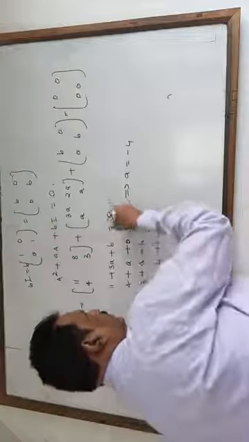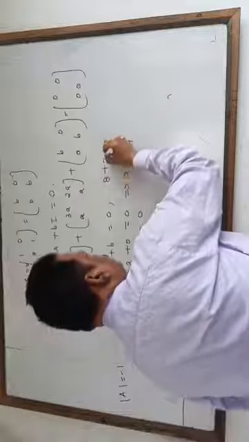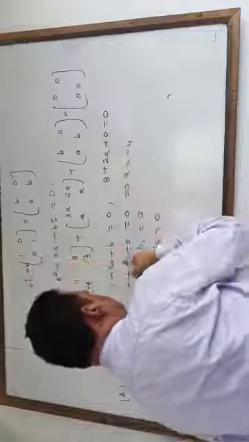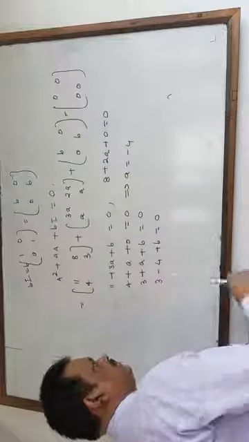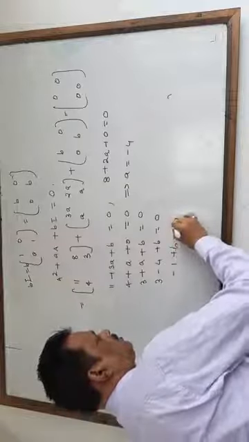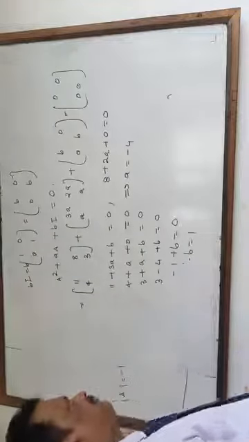So one more I forgot here: 8 plus 2A plus 0 equals 0. Anyhow, you are going to get it here. So minus 1 plus B equals 0. Therefore, B equals 1.